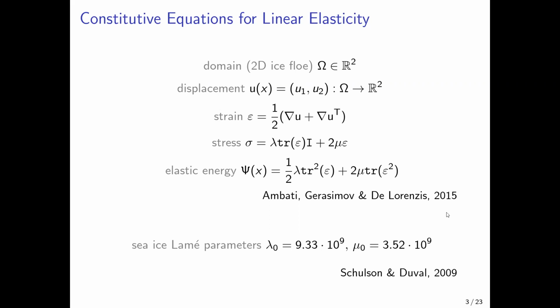To begin our investigation, we choose sea ice Lamé parameters that have been empirically observed. In this case, the values that are given at the bottom of the slide are values observed at -16 degrees Celsius for polycrystalline ice.